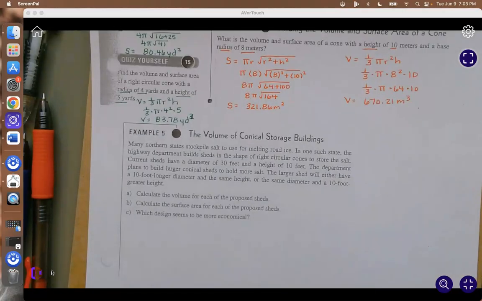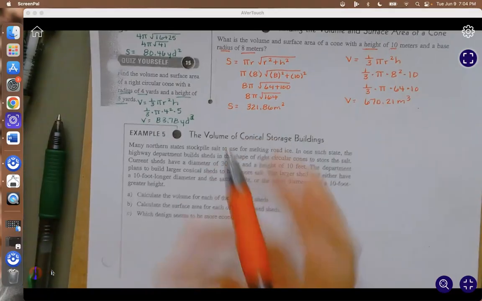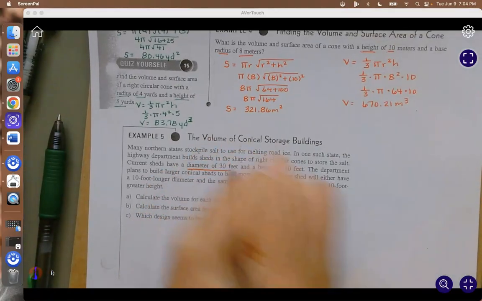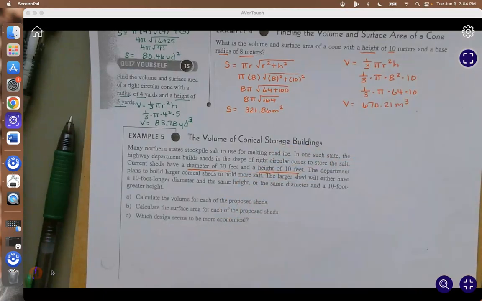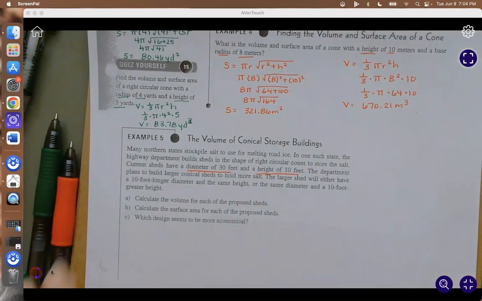All right. Moving on. This one's a long lesson. Sorry, guys. Many northern states stockpile salt to use for melting road ice. In one such state, the highway department builds sheds in the shape of right circular cones to store the salt. Current sheds have a diameter of 30 feet and a height of 10 feet. The department plans to build larger conical sheds that will hold more salt.